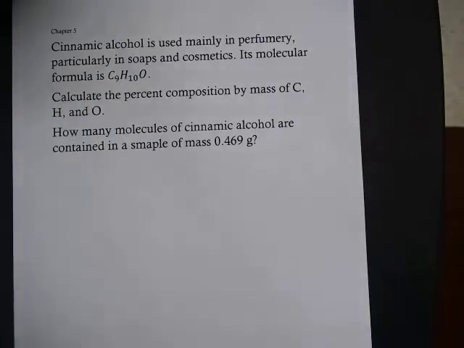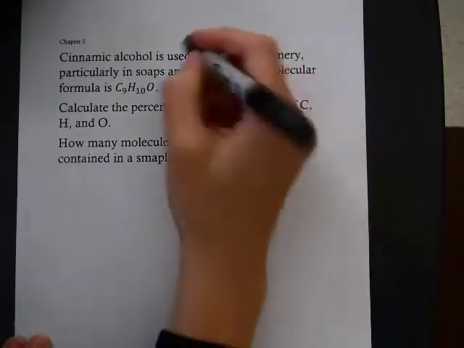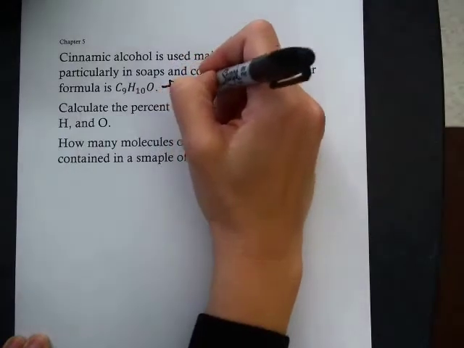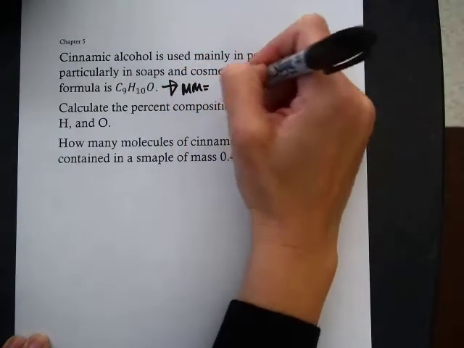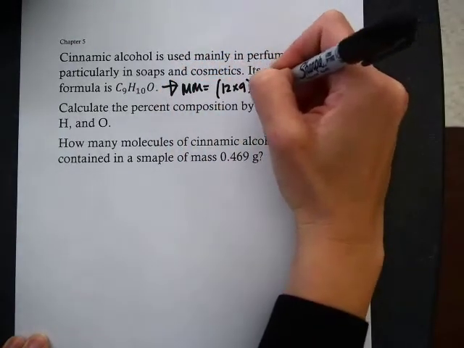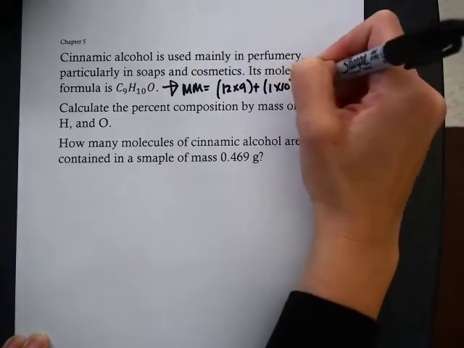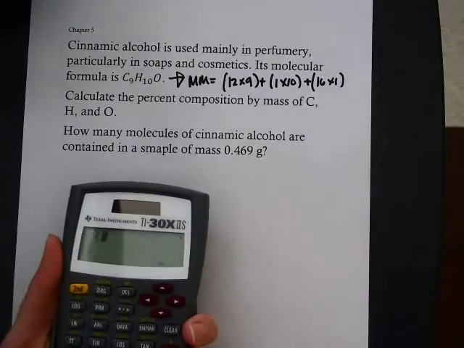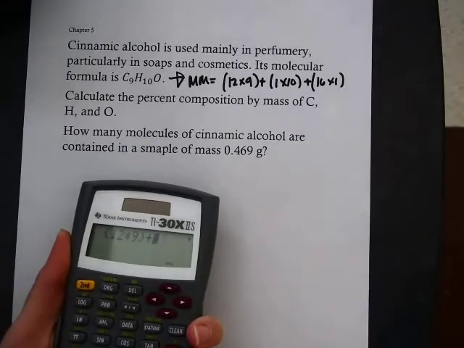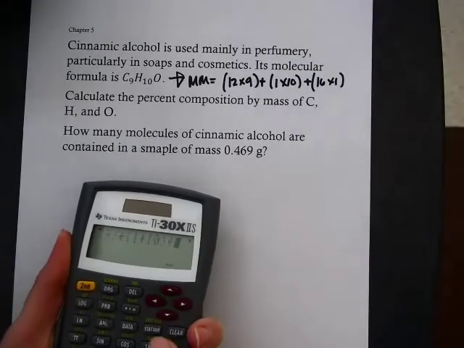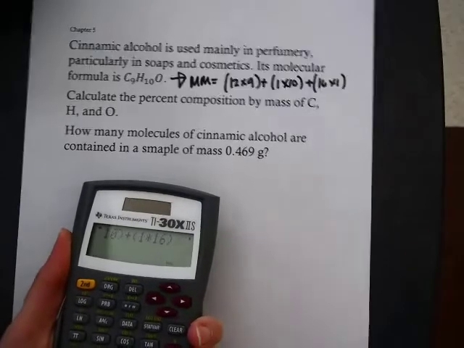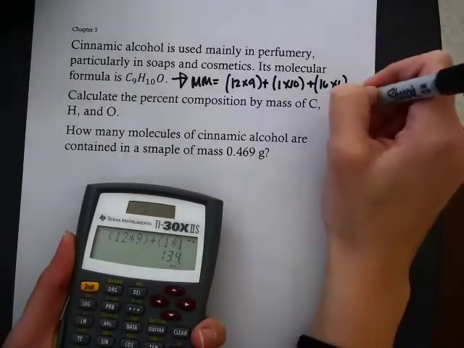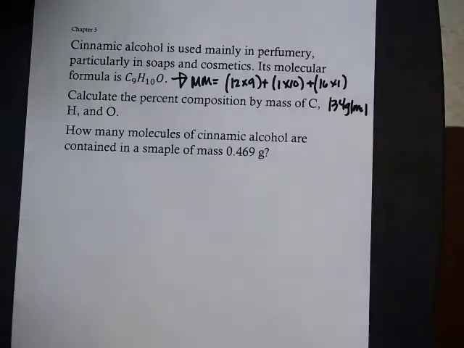All right, we're looking for a percent composition when we are given the formula. One thing I'm going to need is the molar mass of this thing, so I'm going to go ahead and calculate that right now. So 9 carbons, which are a mass of 12, 10 hydrogens, which is a mass of 1, 1 oxygen, which is a mass of 16. So I'm going to add that all together and figure out the molar mass. And I got 134 grams per mole.